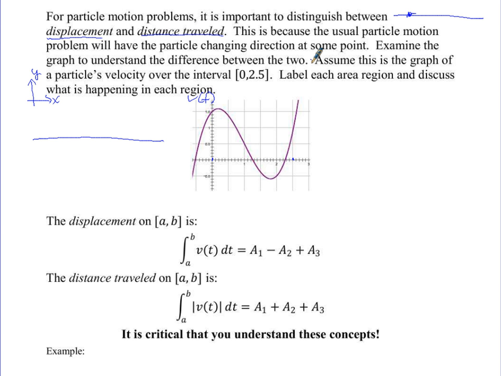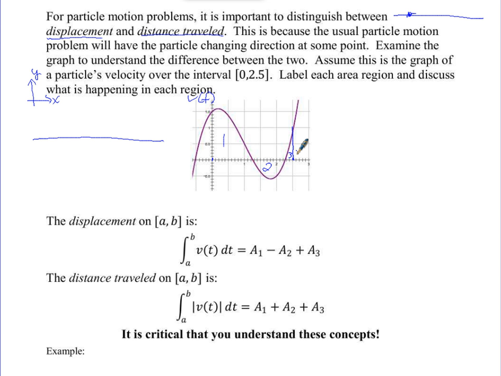Now I want to divide this into regions. So let's call this region 1, this is region 2, and then we have this line coming up to here. This little spot right here will be region 3. Now in region 1, if I were to integrate this area, it would wind up being positive. If I integrated region 2, it would wind up being negative, and if I integrated region 3, it would be positive, okay.